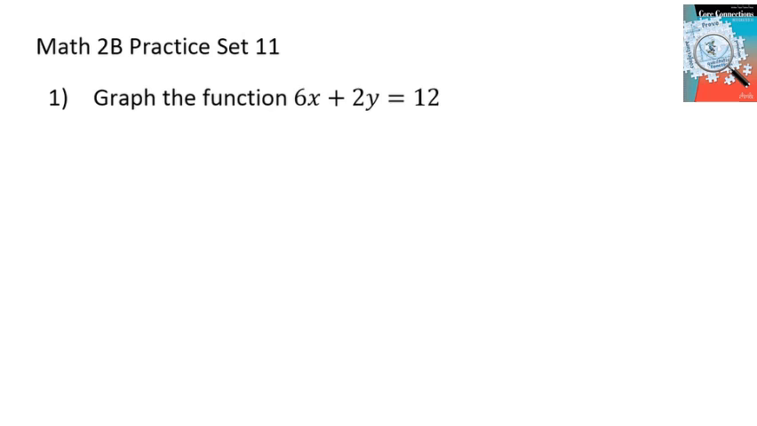Math 2b practice set 11, graph the function 6x plus 2y equals 12. This function can be transformed into slope-intercept form, which looks like this: y equals m times x plus b. This equation has two variables, x and y, and it has two parameters, m and b.